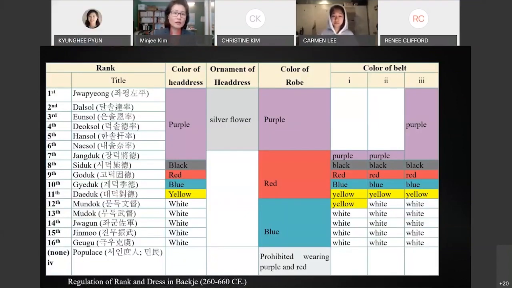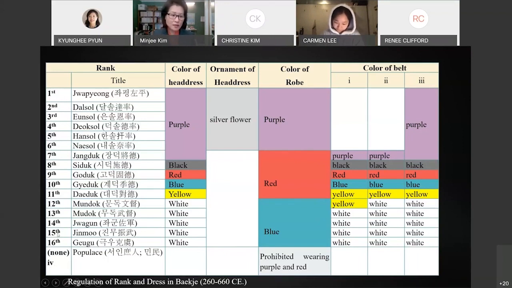And also, as tribal polities in Korea grew in population, they formed tribal societies, and the tribal societies formed a confederacy, and those confederacies developed into a state. At the time they developed into a state, the central government issued a state dress code. So this is the earliest record of a dress code found in Korean history. That is 260 CE, and this is the record of Baekje, one of the three kingdoms. In Baekje, they regulated the color of headdress and ornament of headdress, and the color of robe and color of belt. Those were regulated according to their ranks.